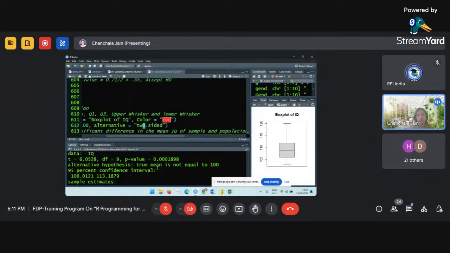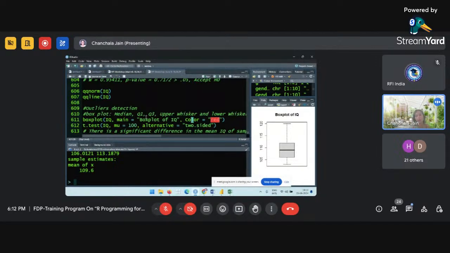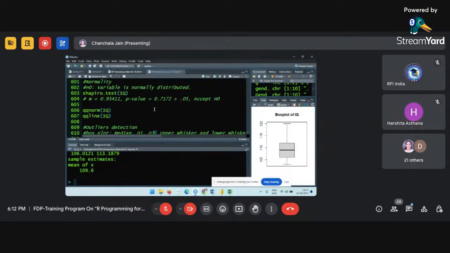So you need to see what the mean value of your sample is. You can find the mean of X is 109.6. So our sample mean is 109.6 and the population mean is 100, right? So it is quite obvious that the sample mean is greater than the population mean. Is it okay? Clear to everyone? Yes. Yes.